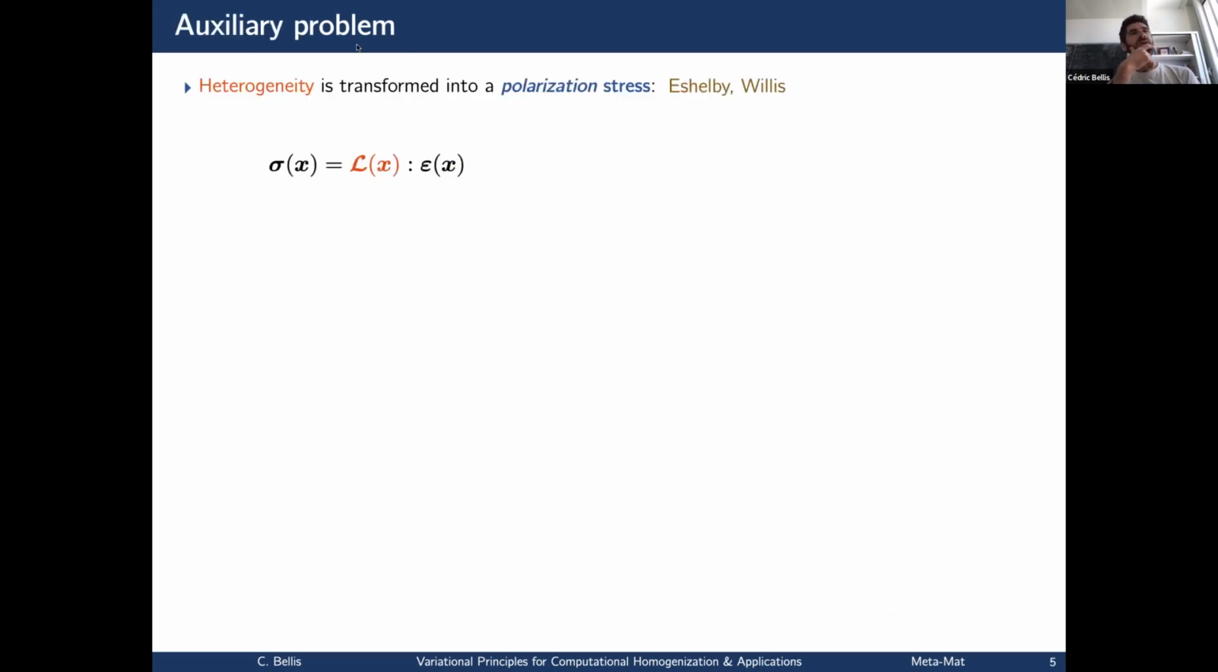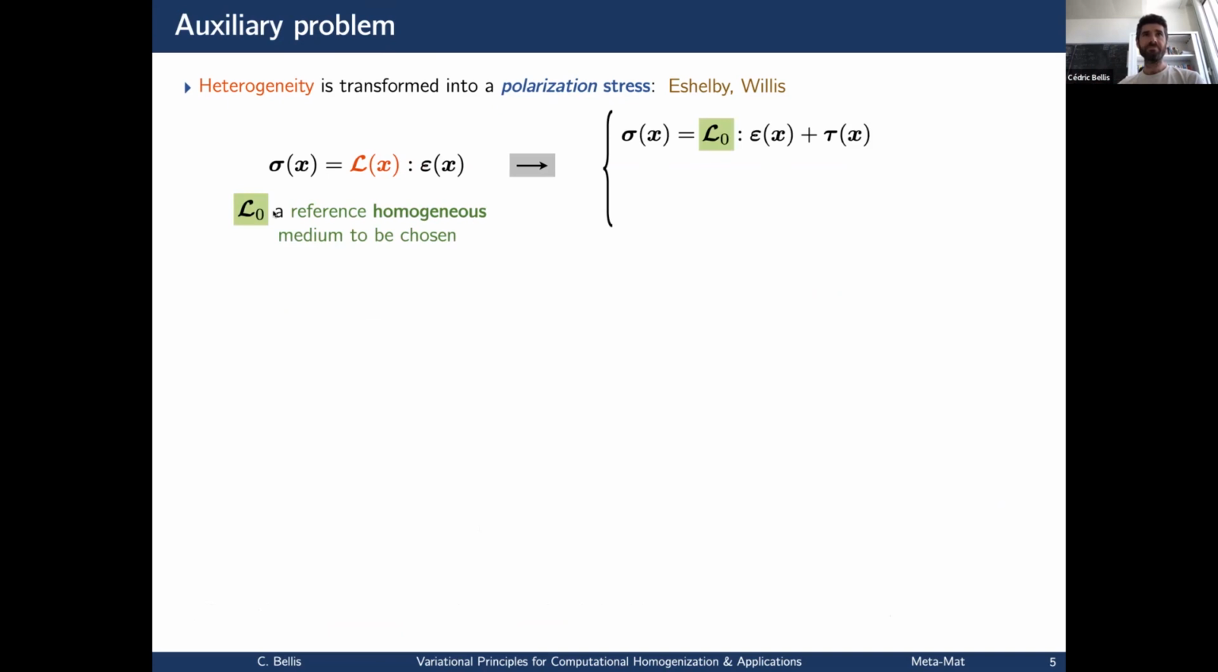So first, we will be interested in an auxiliary problem where the medium heterogeneity is transformed into a so-called polarization stress using the method introduced by Shelby in particular and Willis. The idea is to introduce a reference homogeneous medium, that has to be chosen appropriately, and to rewrite the constitutive relation as sigma equals L naught epsilon plus tau, and this tau obviously encapsulates the heterogeneity. So tau is (L minus L naught) epsilon, so it's strictly equivalent.